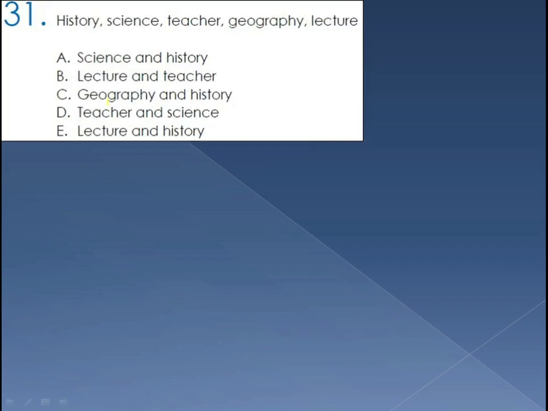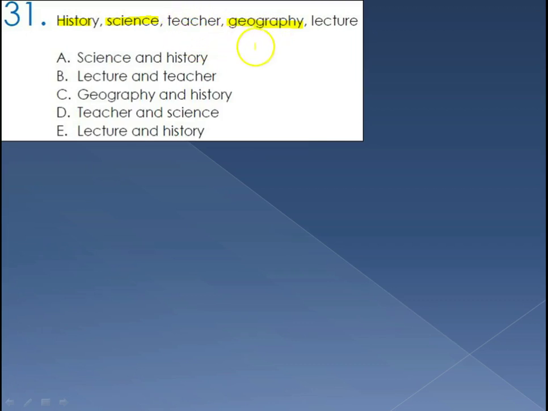31. History, science, teacher, geography, lecture. There are 3 things that are all linked together, and I'd always find the ones that are linked together. History and science are subjects. Teacher isn't. Geography is a subject. There are 3 subjects there, so that means teacher and lecture are the odd ones out.